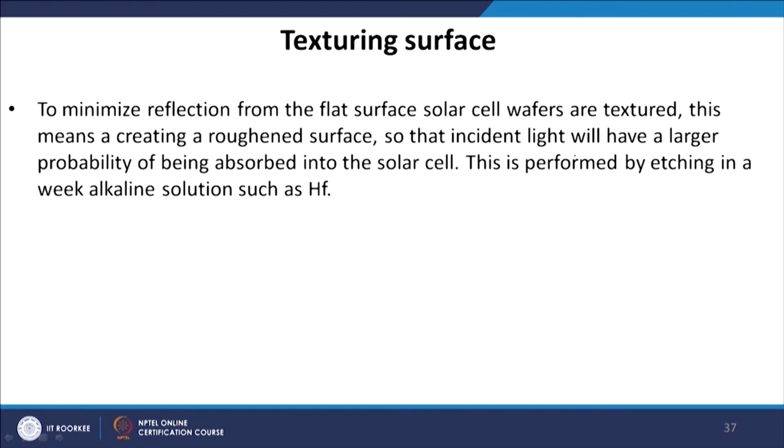To minimize the reflection from the flat surface of the silicon solar cell, we usually texture the surface. So, to minimize the reflection from flat silicon cell wafers, these are textured. This means creating a rough surface, so that the incident light will have a larger probability of being absorbed into the solar cell. If we make a surface very patterned or textured, the probability of absorption of the sunlight is much higher. This is performed by etching in a weak alkaline solution such as hydrofluoric acid.